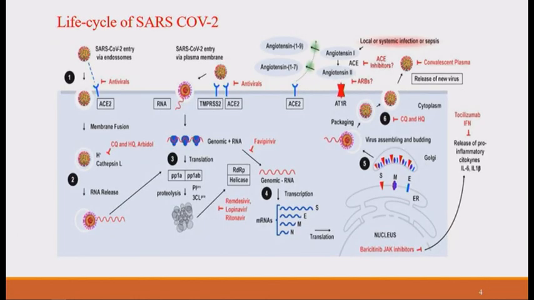Next slide. Okay, now this is the life cycle. We all know from the attachment down to the entry, down to viral replication, transcription, translation. Now our research work is addressed from two proteins, at the transcription and viral replication process. That's the NSP14 complex, that's a non-structural protein. And the second main target is a pro-inflammatory cytokine, TGF-beta1, transforming growth factor beta-1.